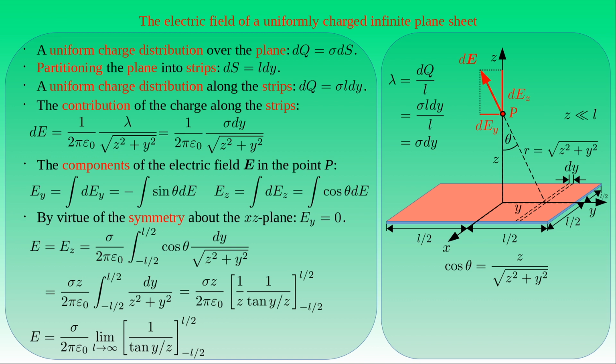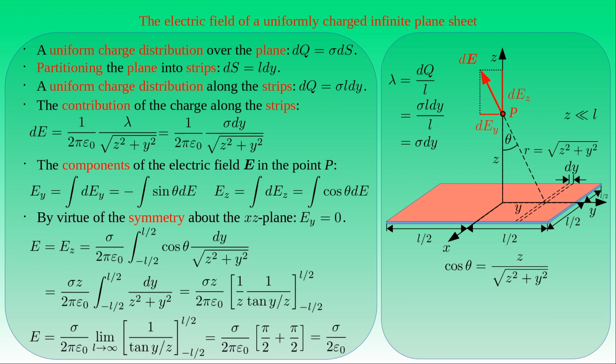infinity. The limit of this expression is equal to sigma over 2 pi times epsilon naught times the difference of pi over 2 obtained at the upper limit of the integration, and minus pi over 2 obtained at the lower limit of the integration, that is pi over 2 plus pi over 2. By simplifying the expression we obtain sigma over 2 times epsilon naught.